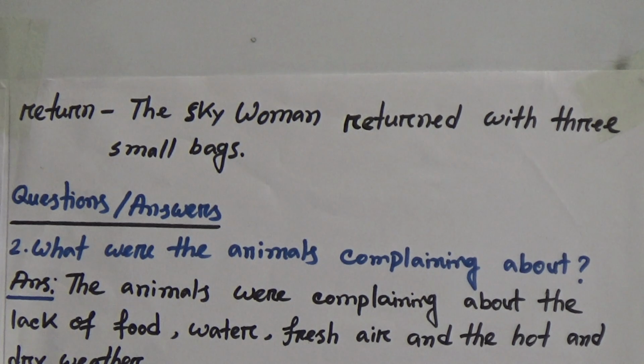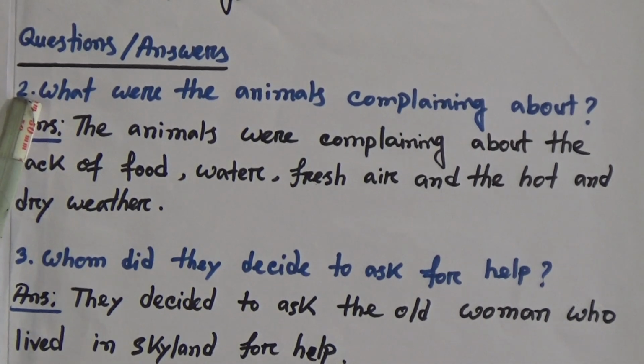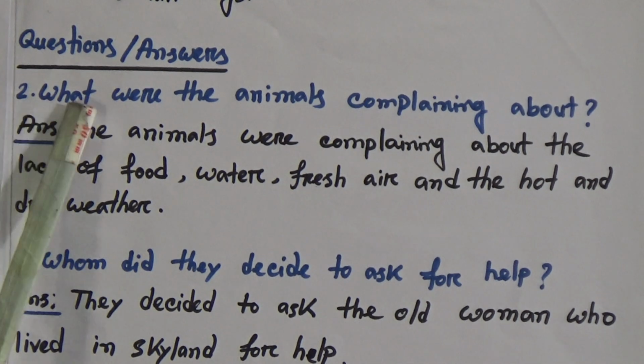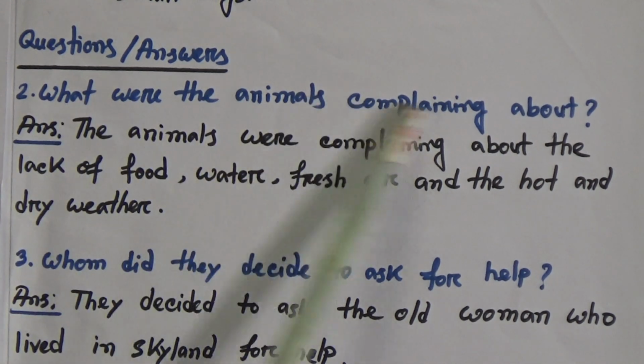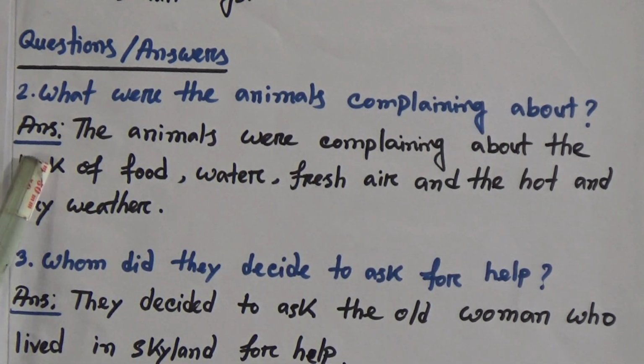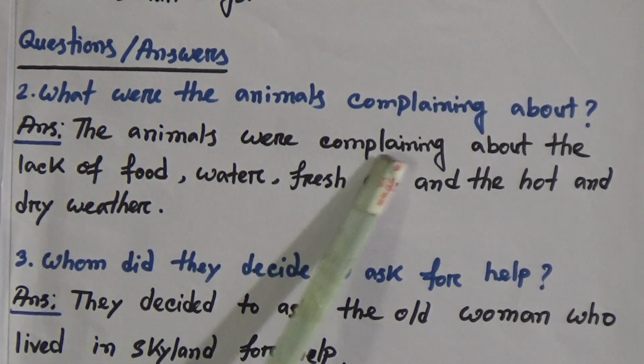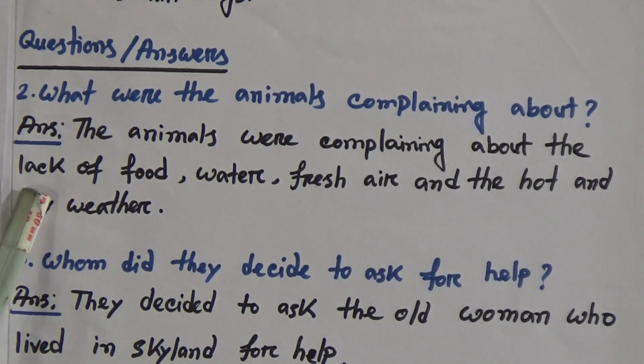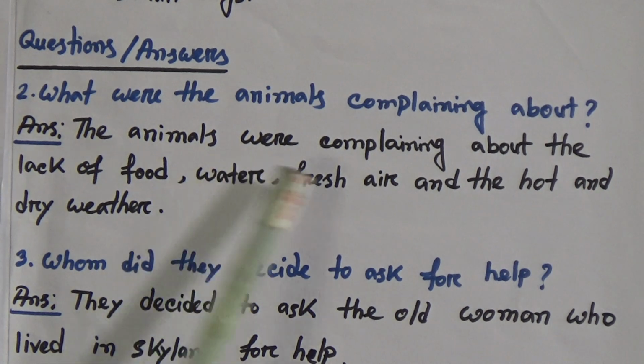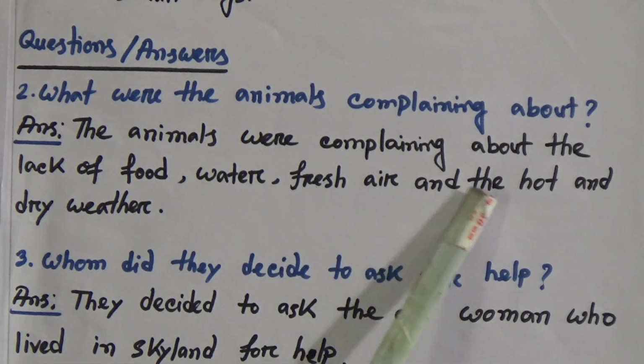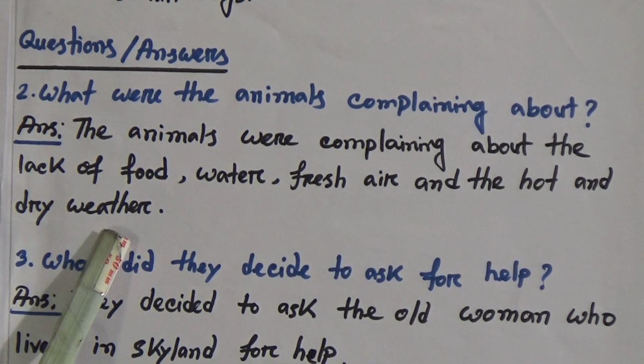Now we will learn some question answers. These questions are chosen from your buzzword book. Number 2. This number 2 is from your buzzword book. What were the animals complaining about? Answer. The animals were complaining about the lack of food, water, fresh air, and the hot and dry weather.